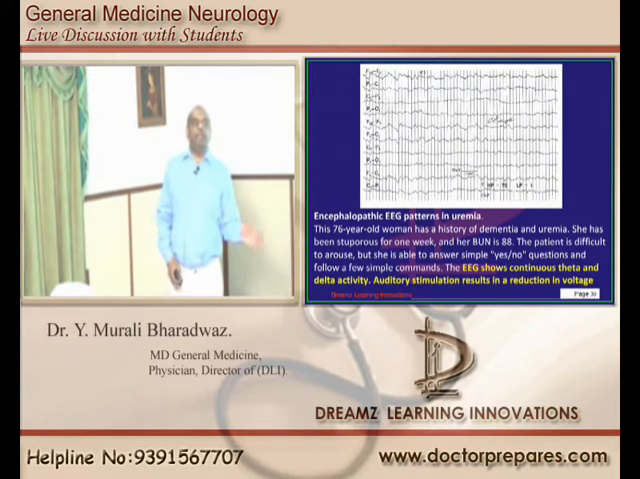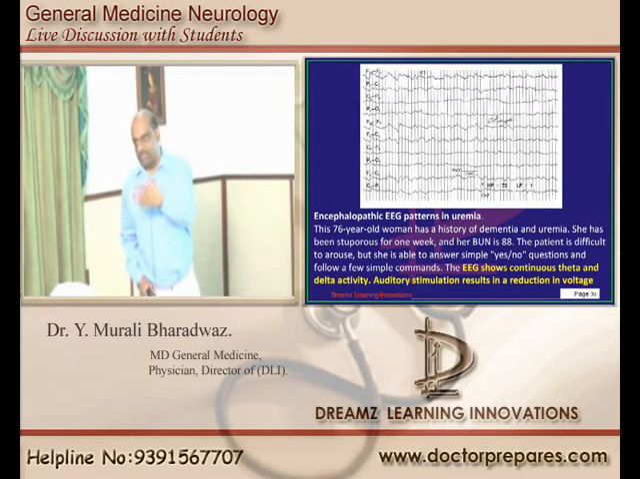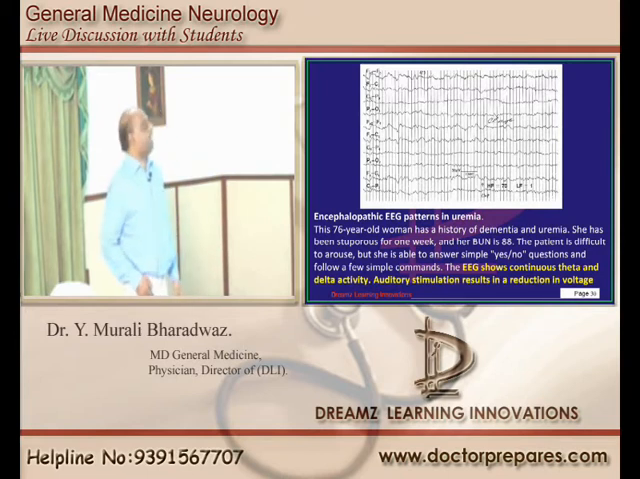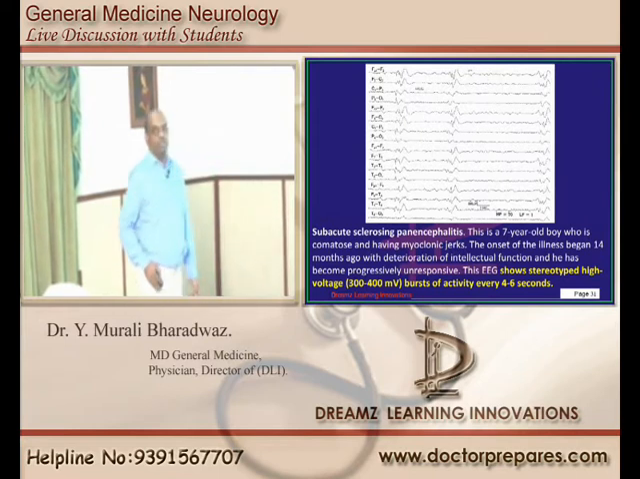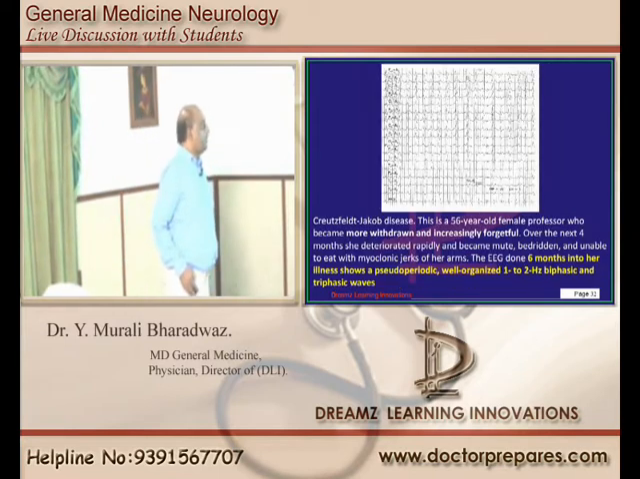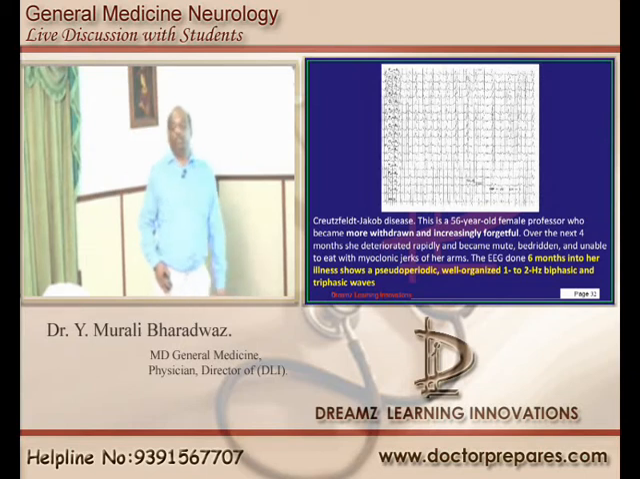There is something called alpha waves, beta waves, theta waves, delta waves. We will discuss that in physiology in more detail. So continuous theta and beta activity appearing is a very classical feature in case of the uremic EEG. This is once more SSPE, which we already discussed. This in Creutzfeldt-Jakob.